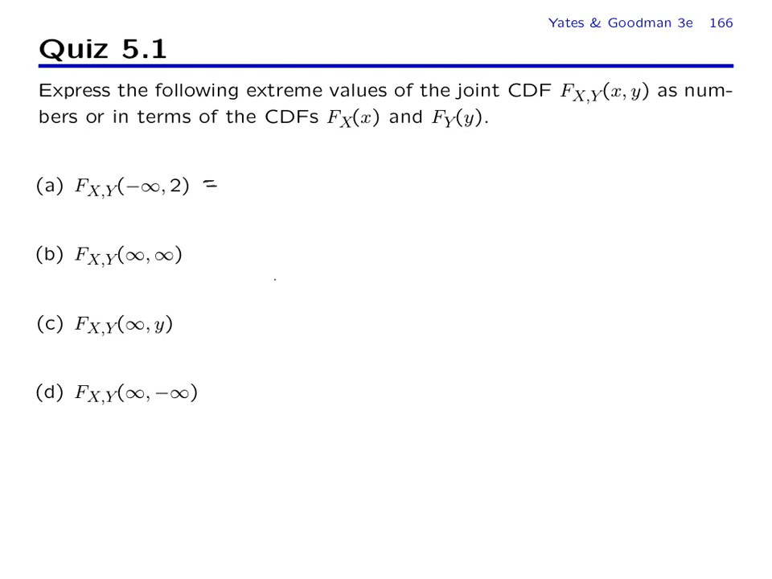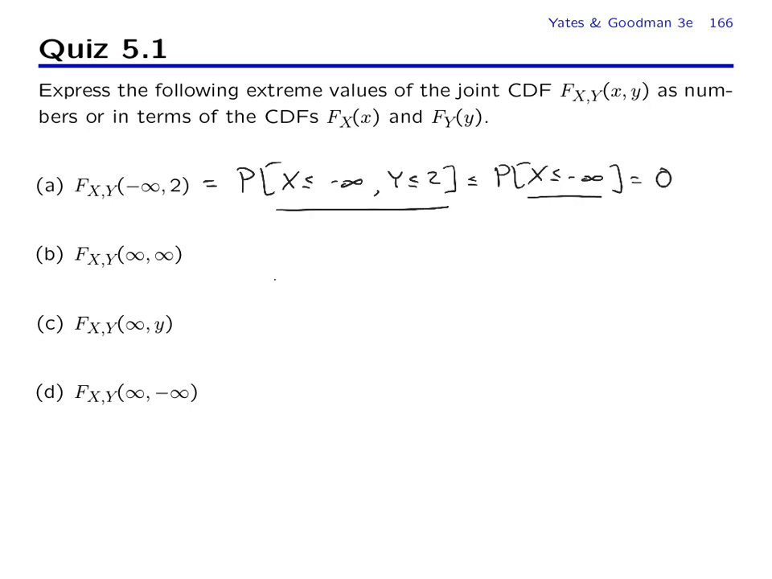So the joint CDF of x and y is equal to the probability x is less than or equal to minus infinity, y is less than or equal to 2, and this is less than or equal to the probability x is less than or equal to minus infinity, because this is a bigger event that includes this combination event as a subset. And of course, this is equal to 0. And so the joint CDF at minus infinity and 2 is less than or equal to 0. So in fact, it has to equal 0.